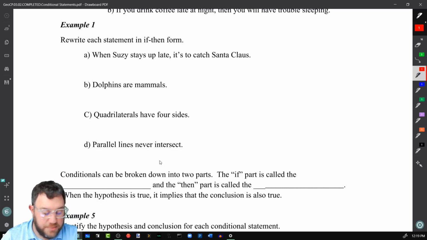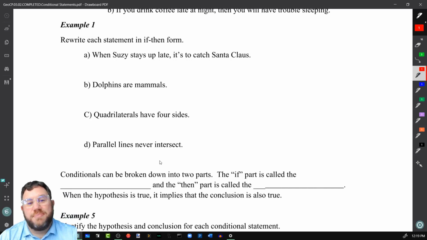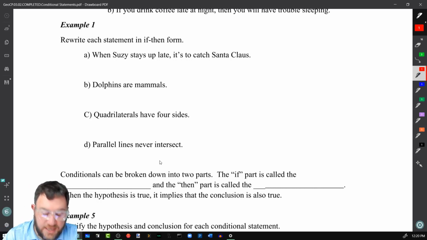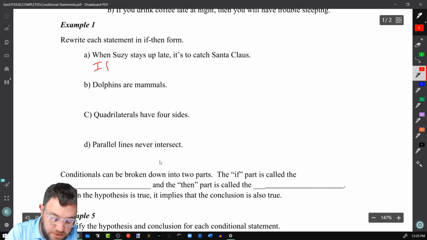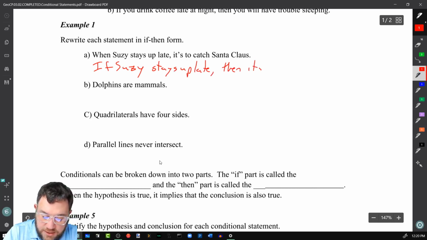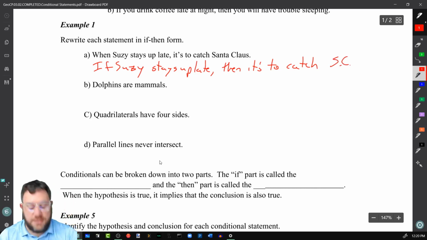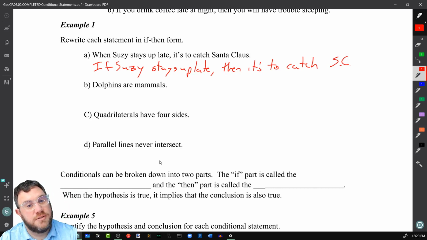When Susie stays up late, it's to catch Santa Claus. So basically, we want to figure out what thing causes the other. That's what we're going for when we're trying to write these in if-then statements. In this case, Susie stays up late so that she can catch Santa Claus. So if Susie stays up late, then it's to catch Santa Claus. And I'm just going to abbreviate SC, not to be confused with Scott Calvin, who of course really is Santa Claus.